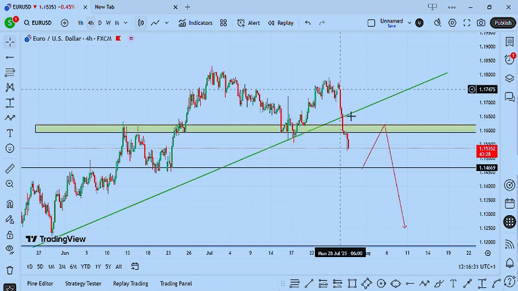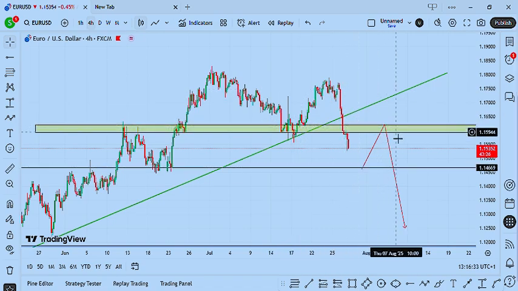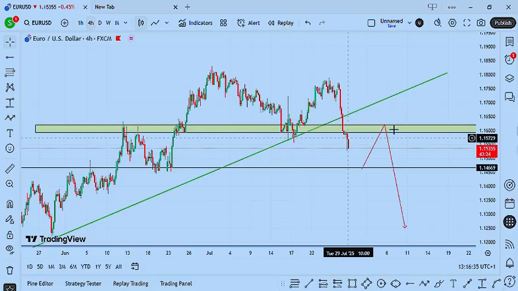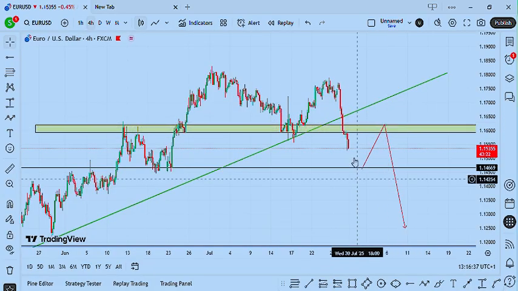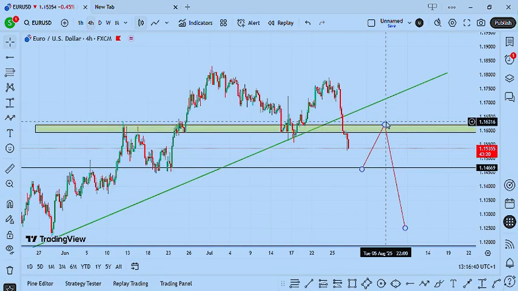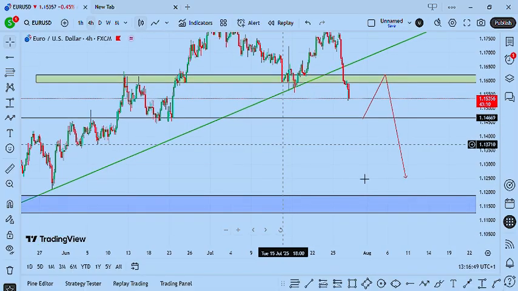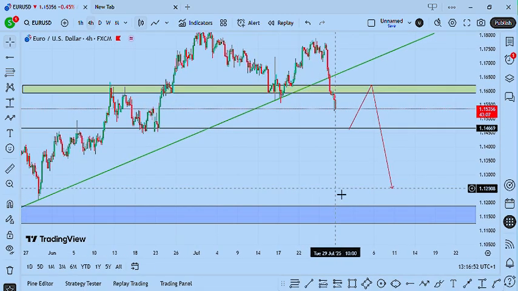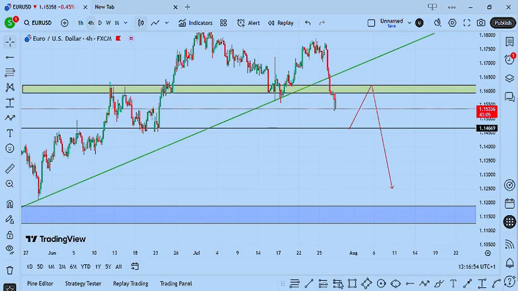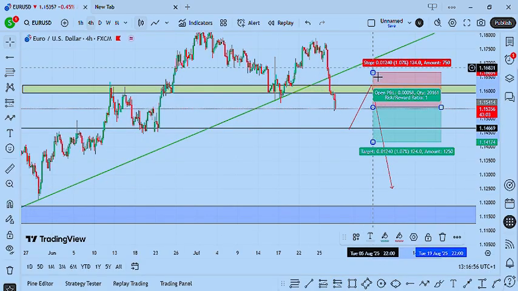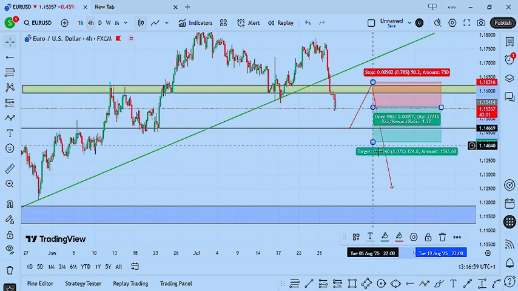So it broke and retested here. This will be a support, then a resistance. Let's see what will happen. If the market is able to retrace inside of here, we are going to be looking for a sell opportunity on the euro market. But if that does not happen, then we look for another trading opportunity. But the way I'm looking to find a sell trade here is a retracement inside the supply area.